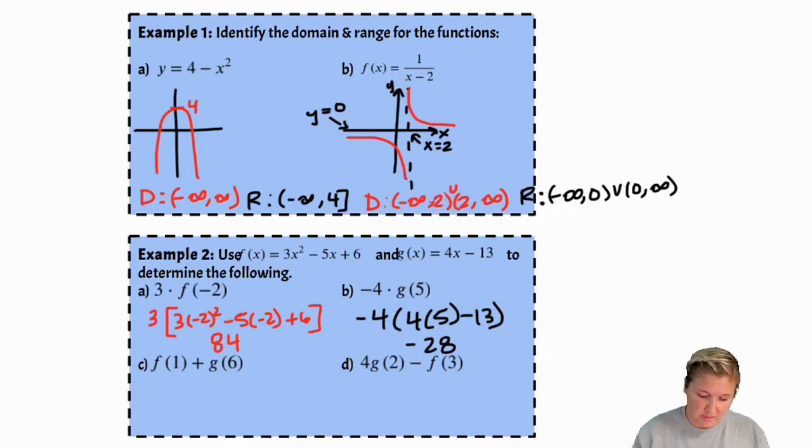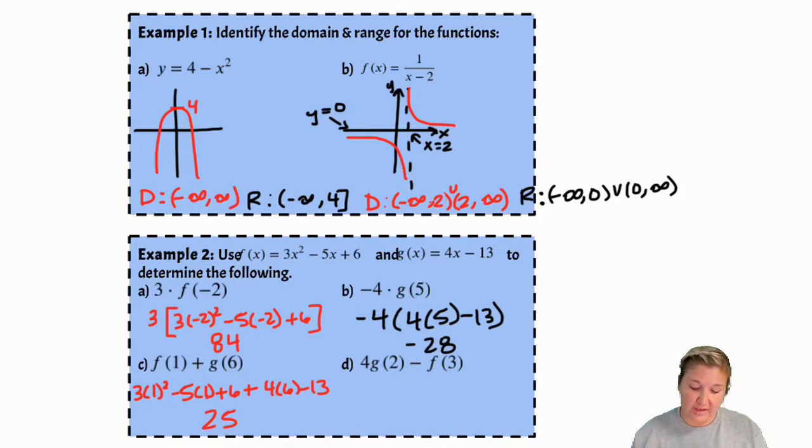All right, and then we have another example. I'm going to take f of 1 plus g of 6. So I'm going to have 3 times 1 squared minus 5 times 1 plus 6. And then I'm going to add that to 4 times 6 minus 13. And then that's going to be equal to 25.